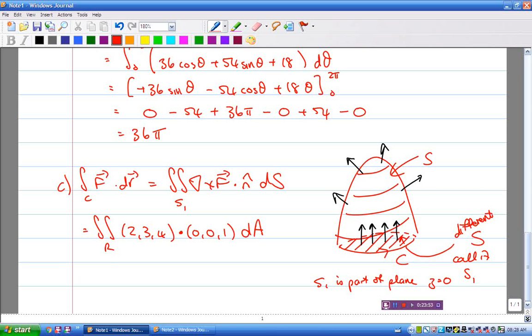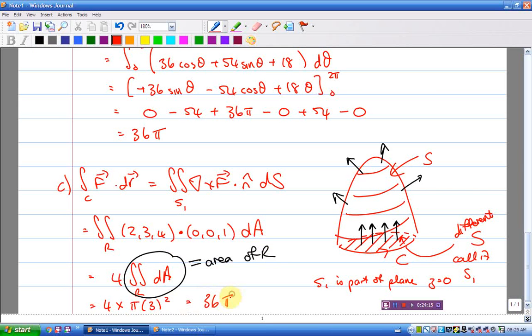Cool. So what's that? That's just 4 integral dA. And that, of course, we know is 4 times the area of R. And R is simply a disk of radius 3. So it's 4 times pi r squared, which is 36 pi. Sorry, I'm right at the bottom of the page, so it's a bit squashed here.